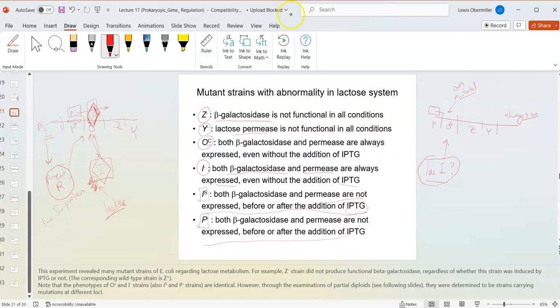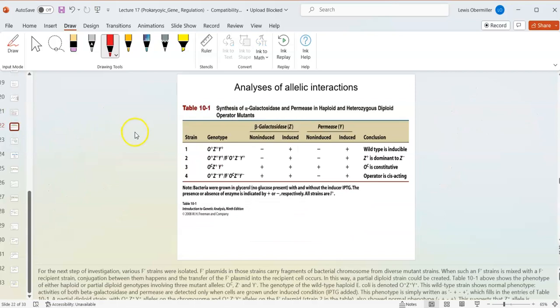All right, so those are the possible mutations that can occur in this lactose system. All right, so there's some problem sets like this for the final exam. This isn't on the second exam, on the final exam.